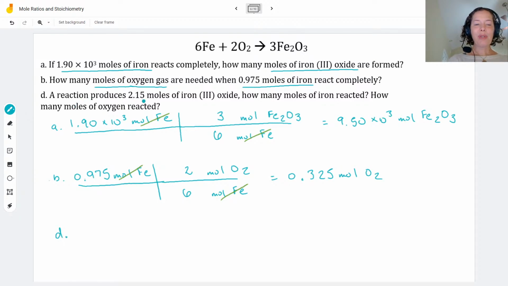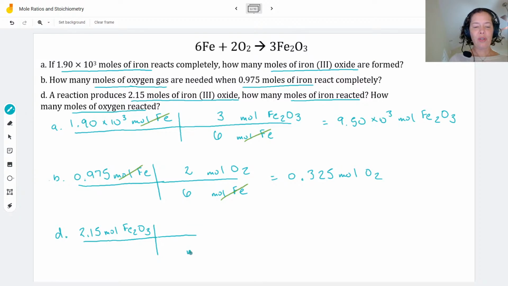A reaction produces 2.15 moles of iron 3 oxide. How many moles of iron reacted and how many moles of oxygen reacted? So this is a case where we know the product, and I want to figure out how much of each of my reactants reacted, how many moles reacted. Again, this is two separate calculations, not just one. I'll predict moles of iron first because, I don't know, why not? 2.15 moles of iron oxide.